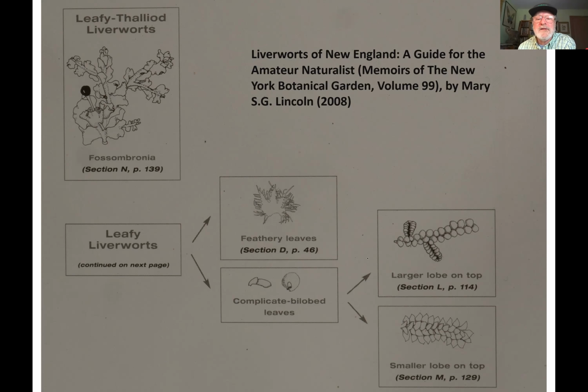So we have some with feathery leaves. We have some lower middle that are called complicate bilobed. For complicate bilobed, what that means is the leaves are lobed and kind of like a mitten. They have the lobes facing each other, and one is larger than the other. Some of them are like if you're holding your hand like this, with the fingers on top, with the larger lobe on top, and others are like you're holding your palm out, but the thumb is on top, with the larger lobe on the bottom. And that is the complicate bilobed ones.